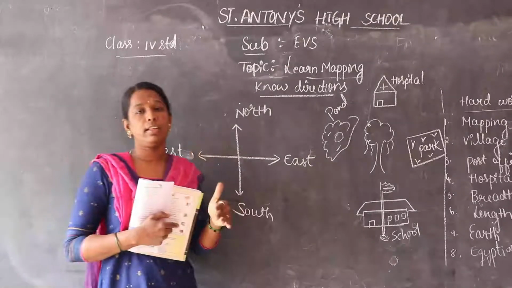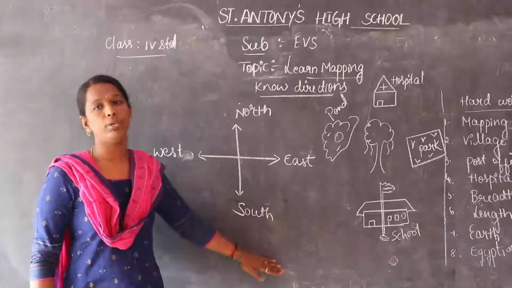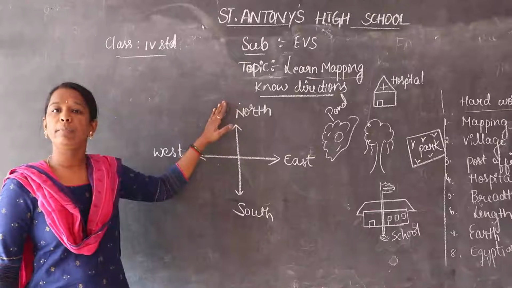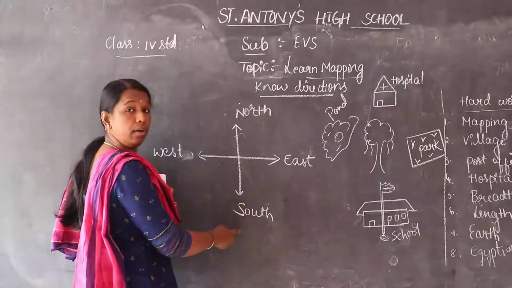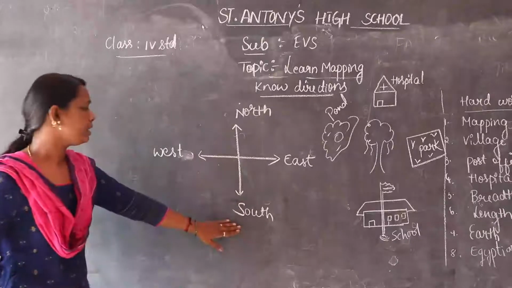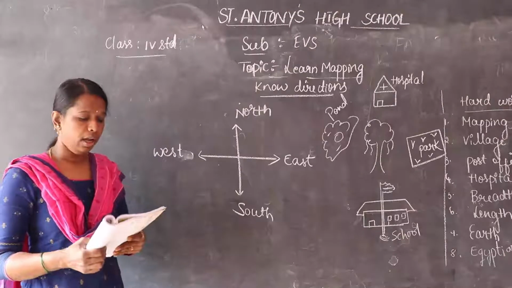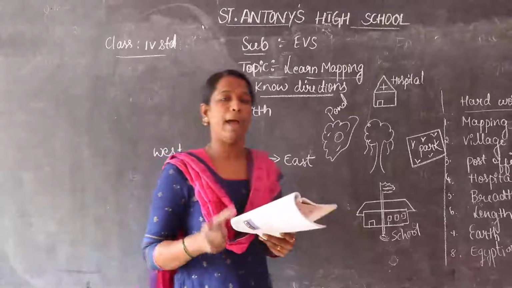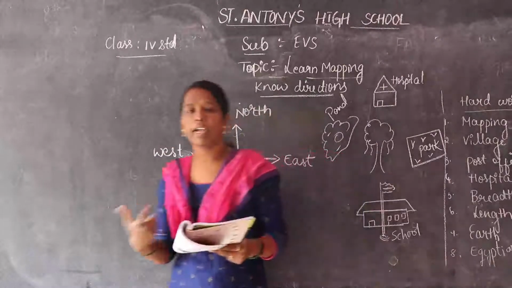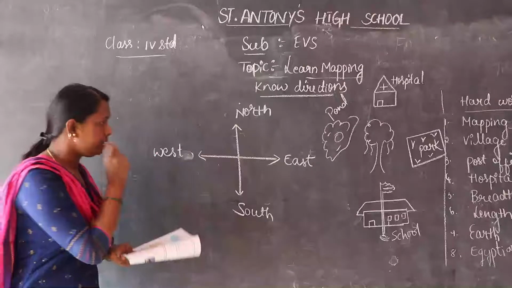And usually Karnataka is located in the south. We are South Indians. In our Indian map like this, the North Indians are up, and down here is the south. Karnataka is located in the south direction. We have to learn mapping to locate the directions.